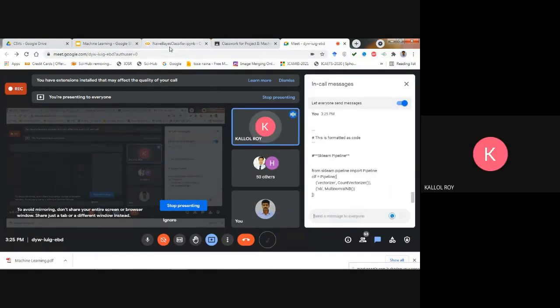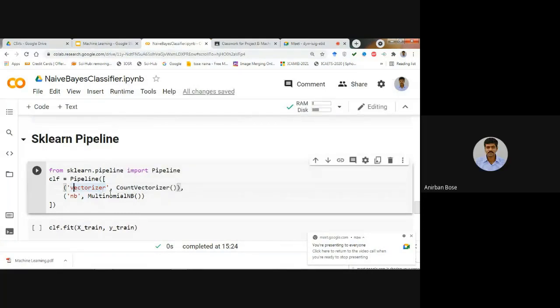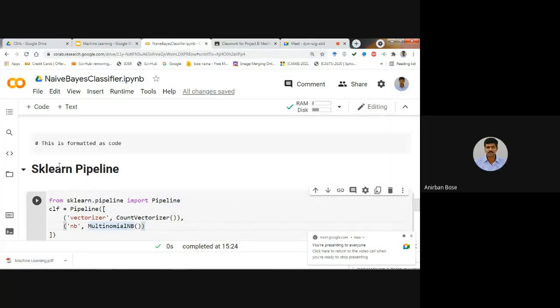Sir, the sklearn pipeline text cell, which one? The sklearn pipeline star cell that you sent at the very beginning. Yes. So after that you paste it in the text cell. Okay, understood. Paste it in a text cell, sklearn pipeline, that is the heading basically.